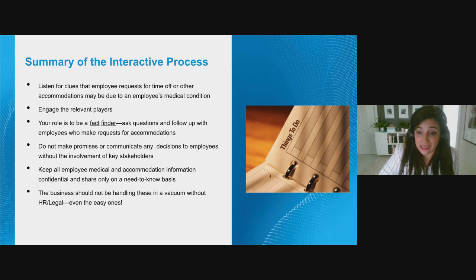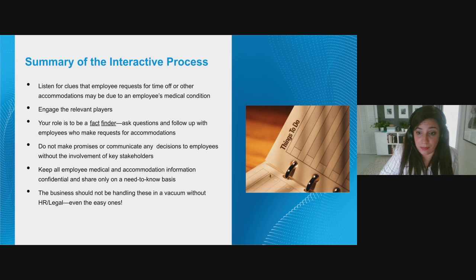So, summary: listen, listen, listen, communicate and document, and use a lot of flexibility. Keep in mind that what is a disability is a very individualized analysis. What is a reasonable accommodation is a very individualized analysis. And please never assume that, oh, FMLA is over with, that's it, the employee didn't come back, we fire him. We need to engage in the ADA process.